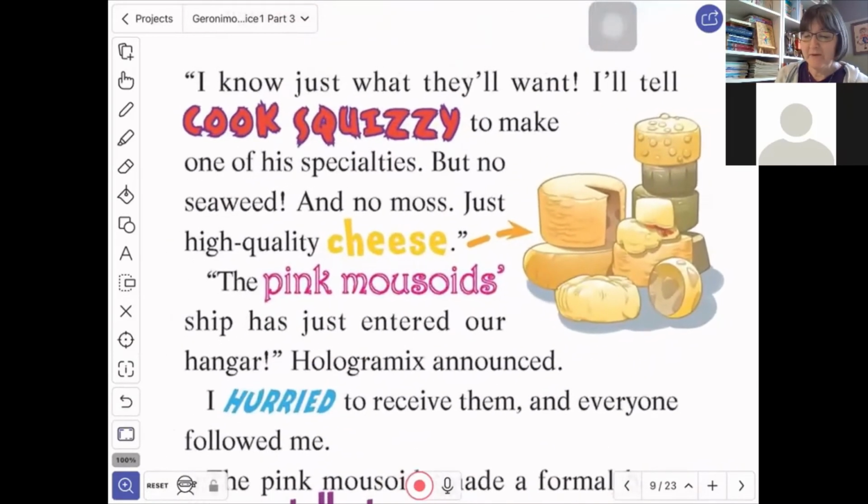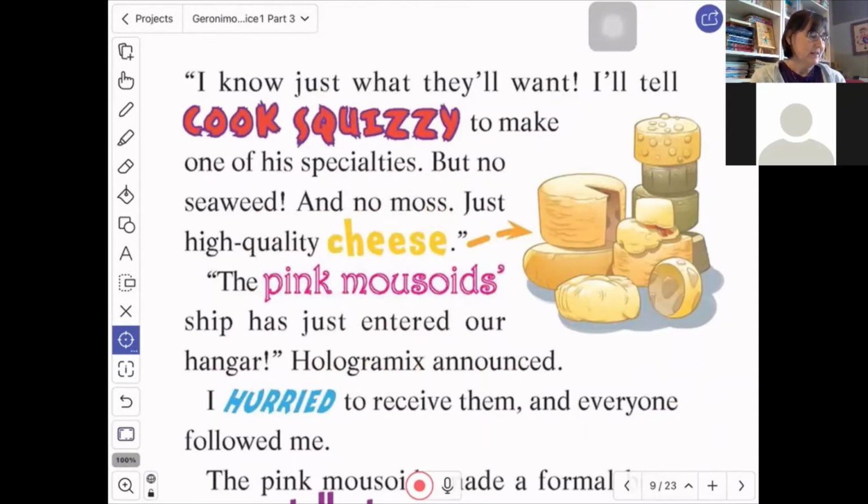This is what Trap has to say. I know just what they'll want. I'll tell Cook Squizzy to make one of his specialties. But no seaweed and no moss, just high quality cheese. The pink mousoids' ship has just entered our hangar.